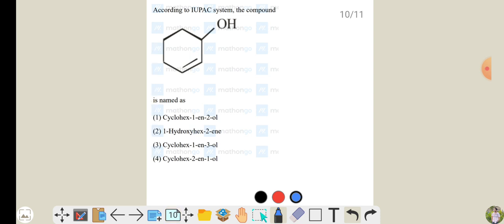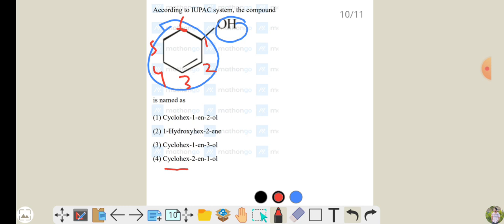The next question asks about the IUPAC name. Obviously there is no choice here. Only one ring is given and you have to give the numbering 1 2 3 4. From where will you start the numbering? This is your functional group, and the functional group has the higher priority. So number 1 2 3 4 5 6. First the word cyclo will be there, then hex, then 2-en, then 1-ol. Simple four options. Are you getting my point?